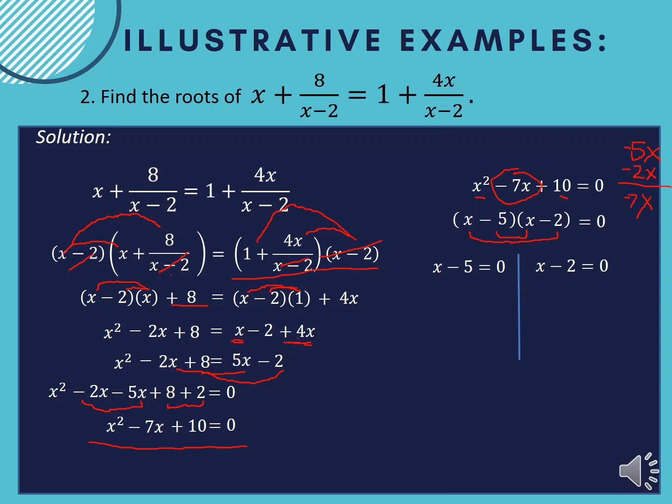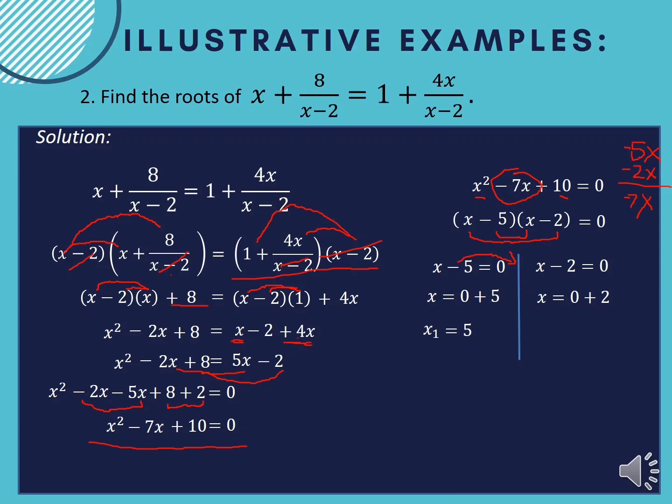Pinaghiwalay lang natin yung two terms. So we have x minus 5 is equal to 0. That will become 0 plus 5. Bakit nag-0 plus 5? Si negative 5 po ay transpose sa other side. Negative naging positive. So 0 plus 5 is equal to 5. So that is our x sub 1.